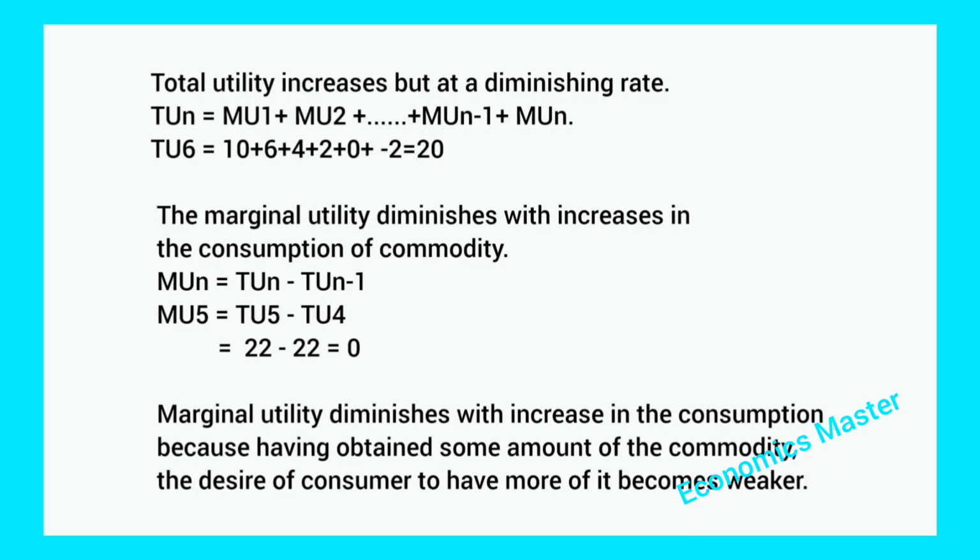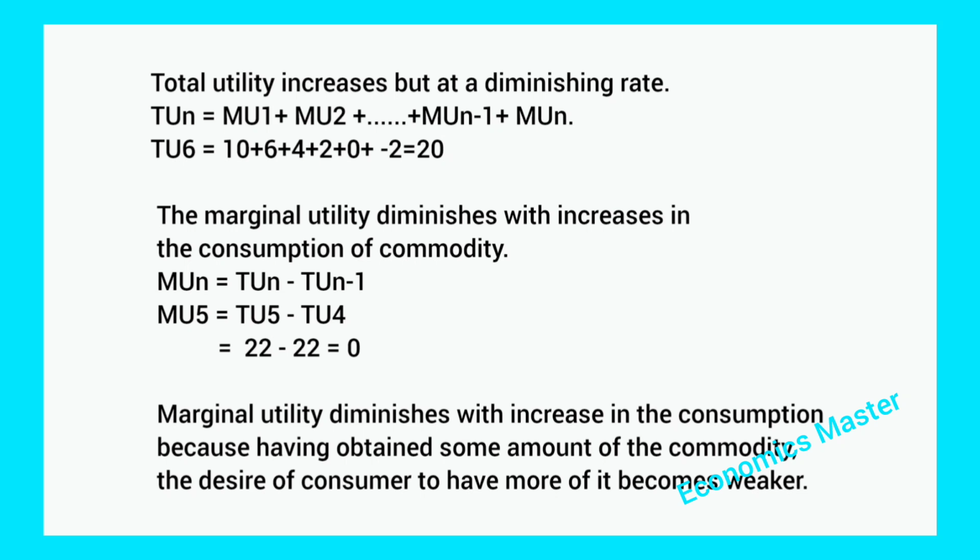When we add the marginal utilities, we will get the total utility. Total utility of 6 apples is equal to 10 plus 6 plus 4 plus 2 plus 0 plus minus 2, is equal to 20. Then the total utility of 5 apples is equal to 10 plus 6 plus 4 plus 2 plus 0, is equal to 22. Like that.